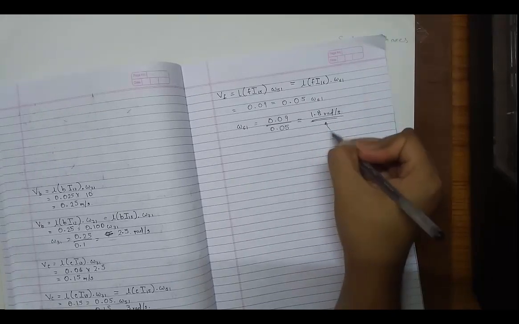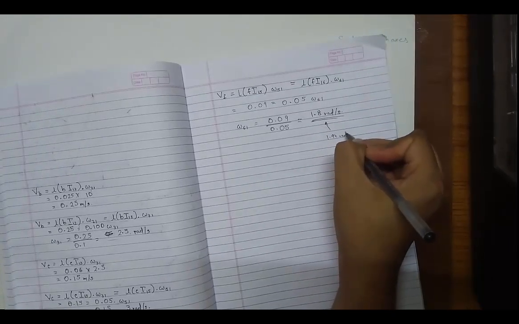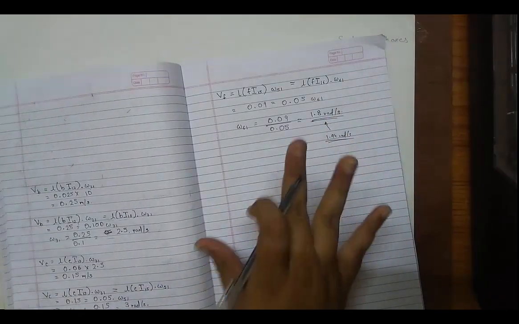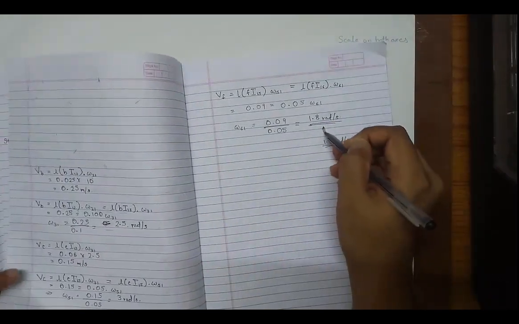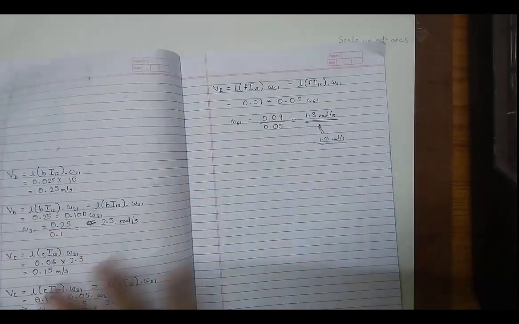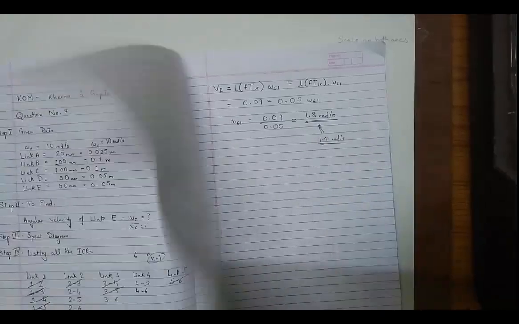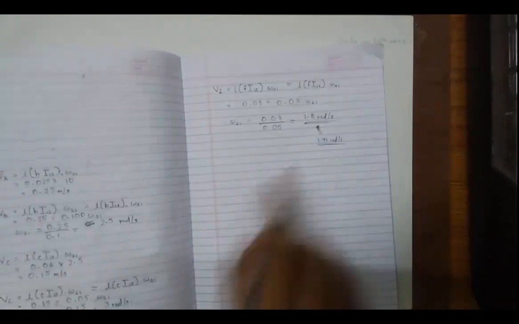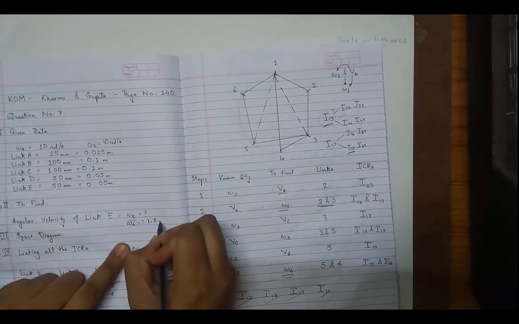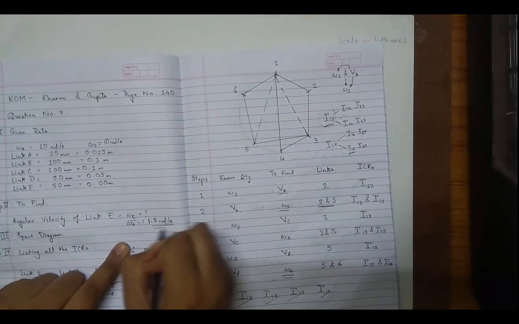So the actual answer is 1.94 because we rounded off so many times, so it has come close by. In exam it won't matter. Even this much difference might be acceptable, as long as you have done the steps correctly. So this is omega 6, what we were interested in. We found it out using this. So 1.8 radians per second.